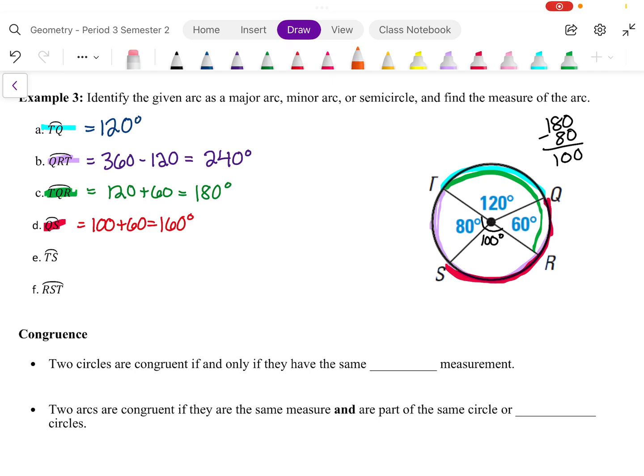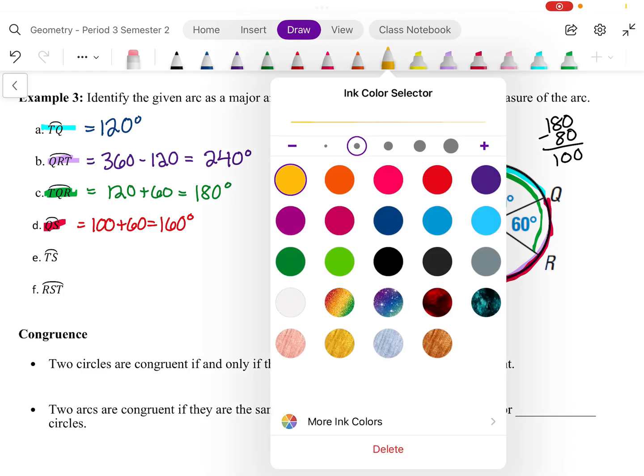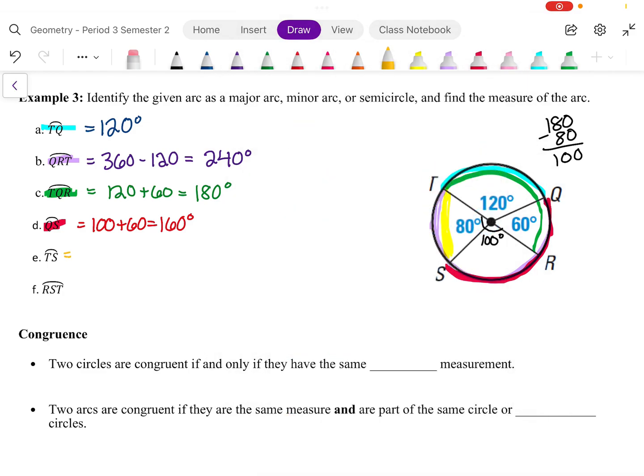And then next we have TS, which just goes this way. So that's going to be 80 degrees. And anytime you only have two letters naming an arc, you are going to take the shortest distance between those two. So anytime it's just those two letters, you do the shortest distance. And lastly, we're going from RST, which would be 100 plus 80, and hopefully we already know that that is 180 degrees.